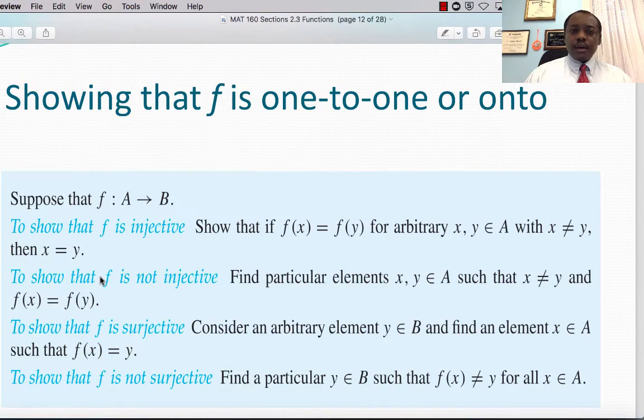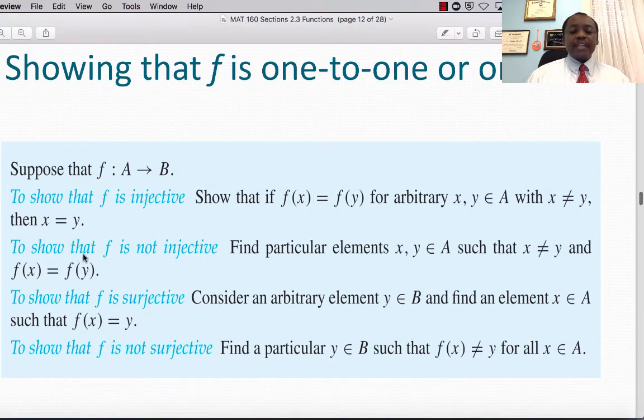Okay, very good. As a summary, here is how we show that a function is one-to-one or onto. Number one, to show that the function is injective or one-to-one, we suppose that f of x equals f of y, and then show that x equals y. That's just good enough. And to show that f is not injective, we show that there exist two elements x and y in A such that x is different from y, but f of x equals f of y.